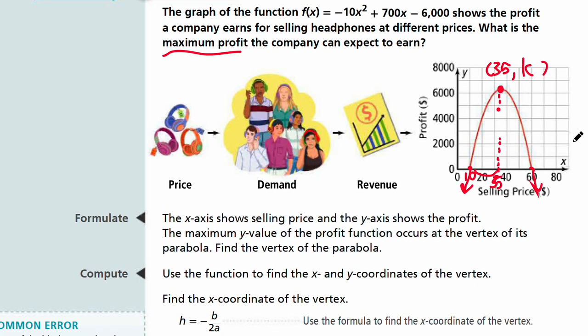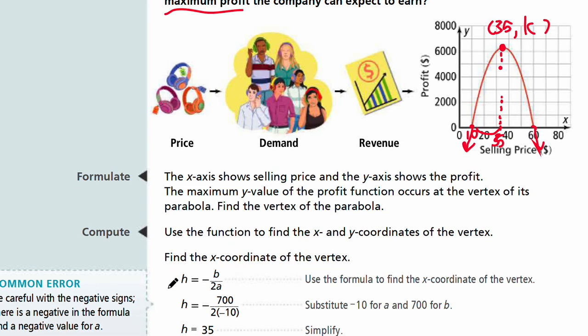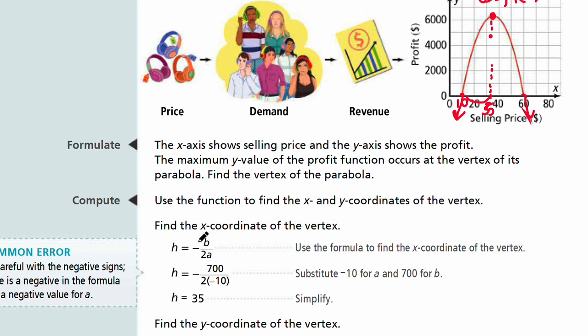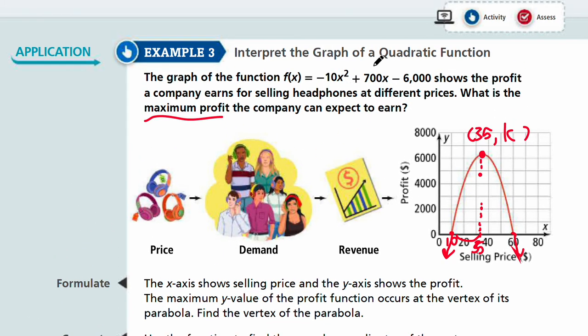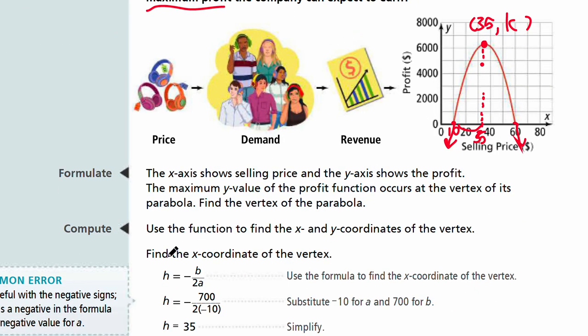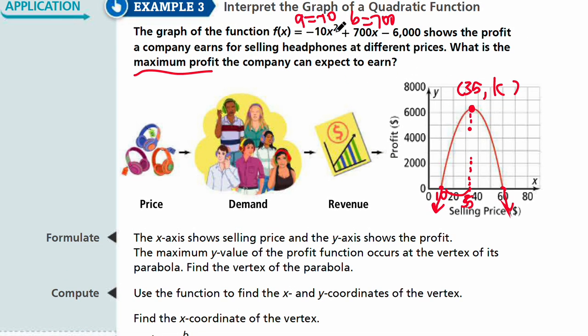We already know h is 35, right? You can also use our h formula, negative b over 2a. In the equation, you know that b is 700 and a is negative 10. So putting that information into the h formula, you'll be able to figure out that h is 35 as well. But just looking at your graph and figuring it out also works. Sometimes it's not as accurate when you look at the graph. Maybe this is 59. Maybe this is 11, not 10, right? So you also want to check by using your equation.